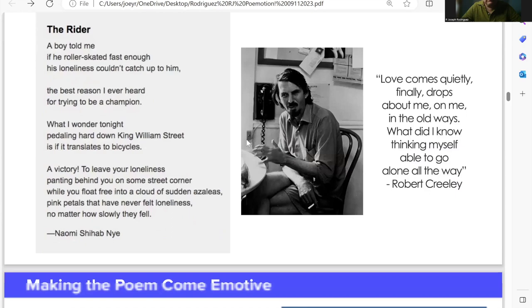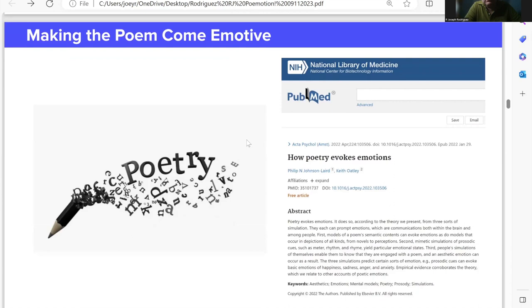A recent article based on research conducted by Philip Johnson-Laird and Keith Oatley is titled How Poetry Evokes Emotions. I found this article about a week ago, and I wanted to share it with you, at least the abstract, to help you think about the theories about poetry, methods in poetry, and what we carry with poems, what we bring to poems.